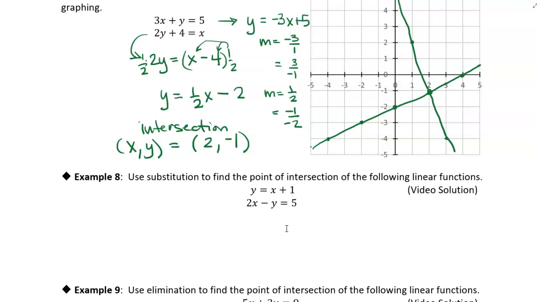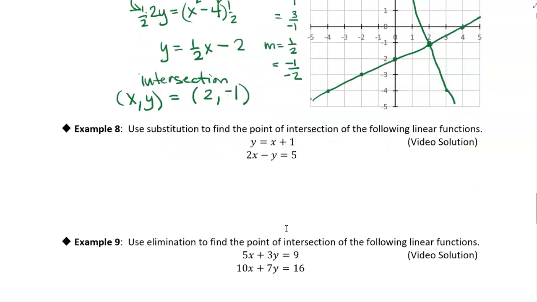substitution or elimination. So let's do substitution on this next example, and so we have the line y equals x plus 1, and we have another line 2x minus y is equal to 5. All right, so the idea behind substitution is that we just replace one variable with an expression. So here we're told that y is the same, right? It's equal to x plus 1.